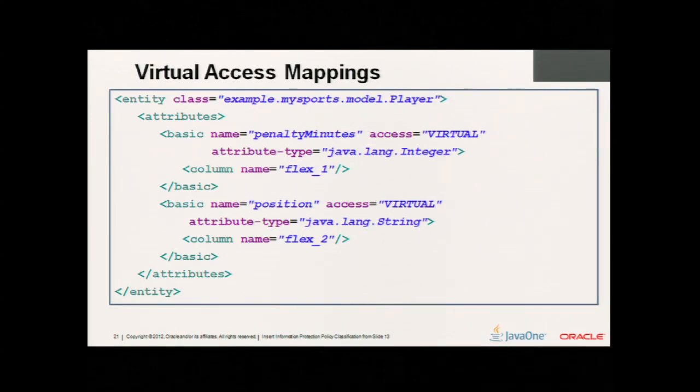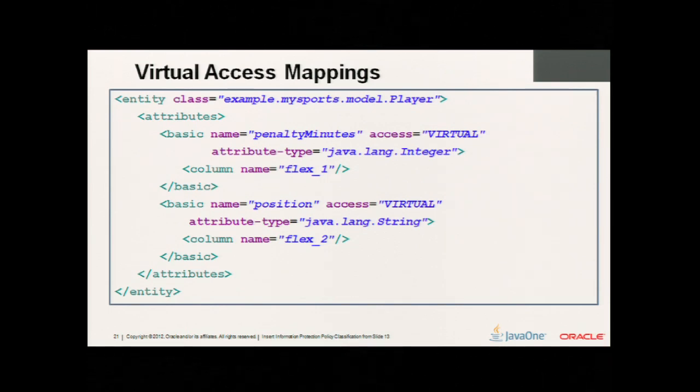Then the next thing is, how do I define what these extended attributes are? So again, here is a snippet of an EclipseLink ORM XML file for the class player. And here I state the additional attributes. So I'm going to store penalty minutes and position, they're virtual, and I give the types. Now I can do this and package that up with my application, and it runs quite nicely.